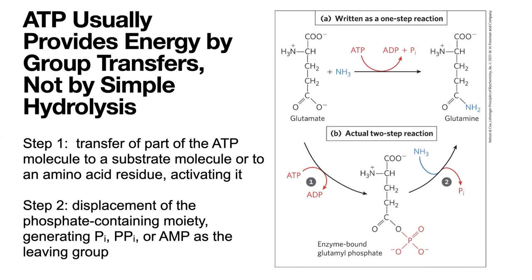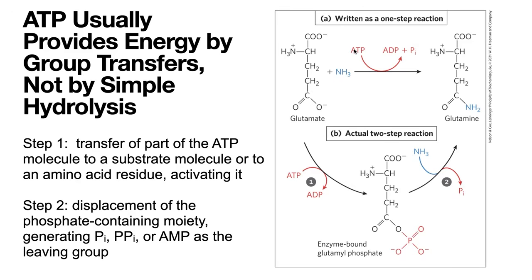ATP is often going to provide energy by group transfers rather than simple hydrolysis. So sometimes we'll see that we are just kind of hydrolyzing ATP, but other times we're going to be using the power of ATP in order to drive reactions. And all we're going to see is that above the arrow, we have ATP going to ADP plus Pi. For example, the conversion of glutamate to glutamine. So the interconversion of these amino acids, it's energetically expensive.